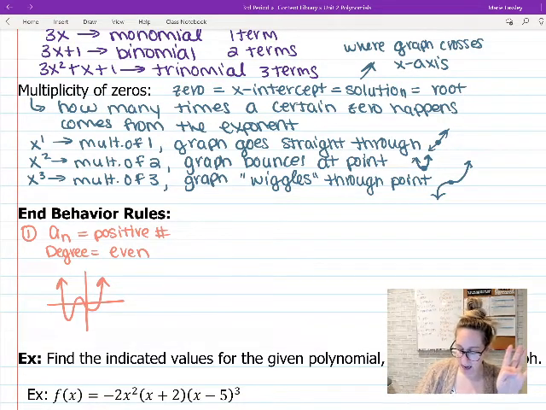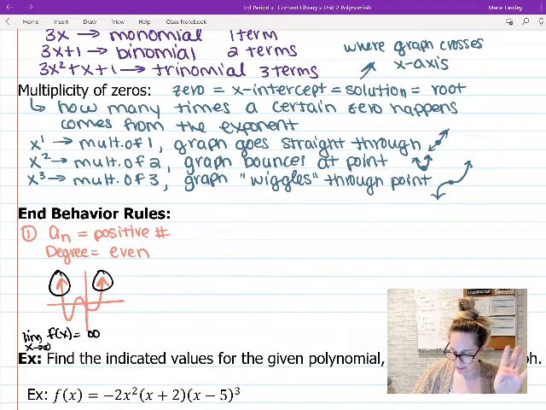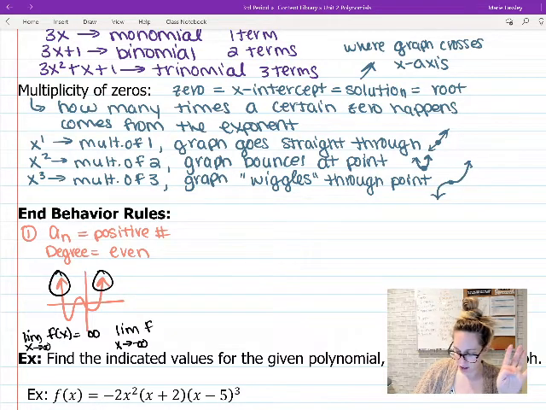All right, and its end behavior, so the limit as x goes to infinity of this function is positive infinity, and the limit as x goes to negative infinity of this function is negative infinity. Oops, sorry, that's a lie. It's positive.